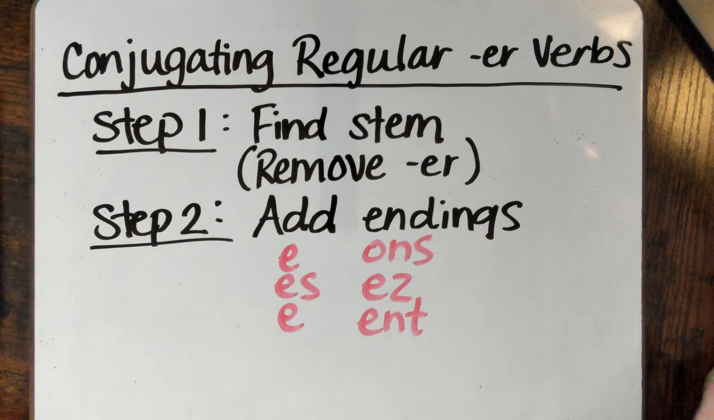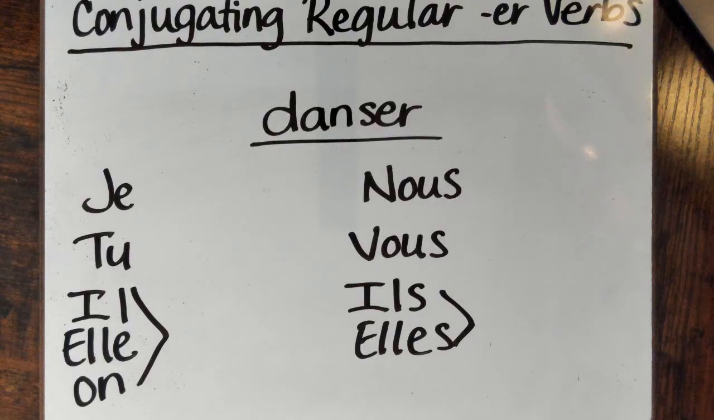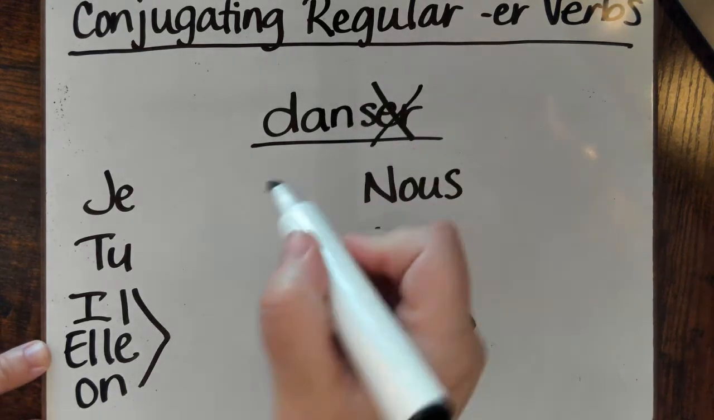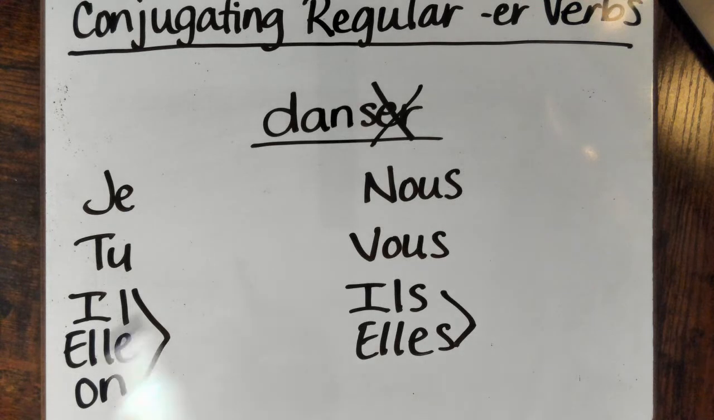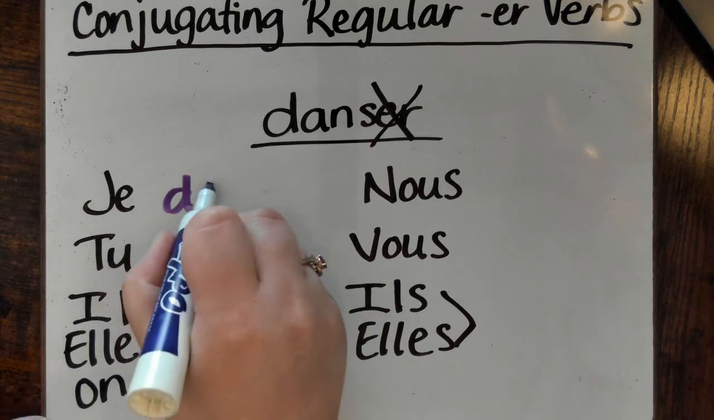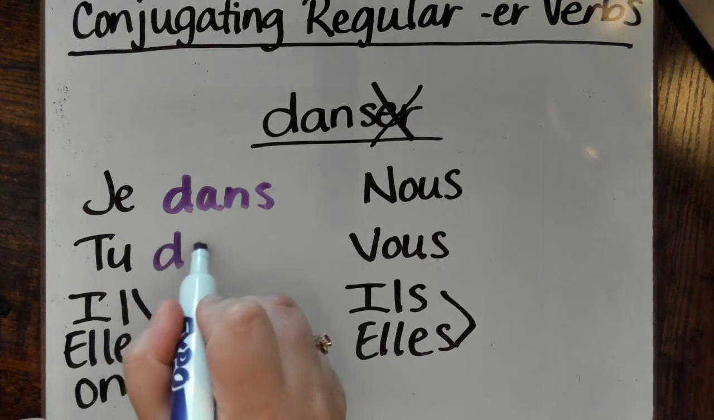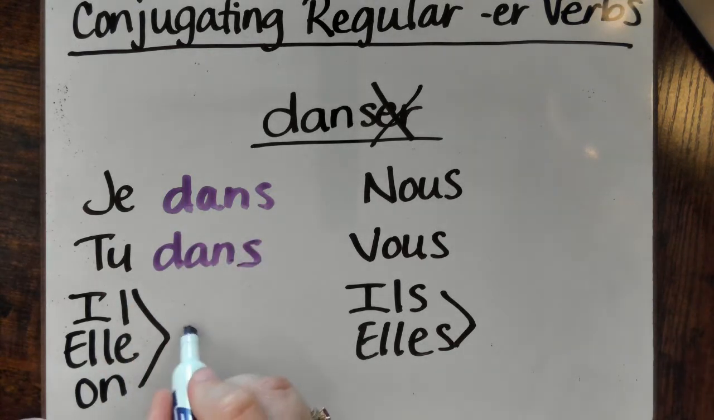Now we're going to do an example. In this example, we're going to conjugate the verb danser, to dance. First, we're going to find the stem. To find the stem, you remove the ER from the infinitive. So we're left with DANS as our stem. So I'm going to copy that down for each one of these.